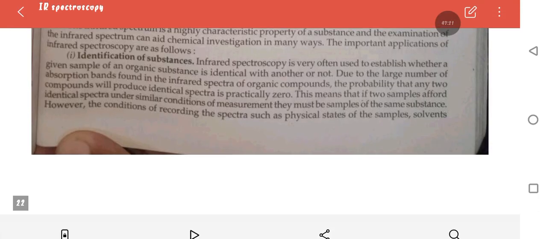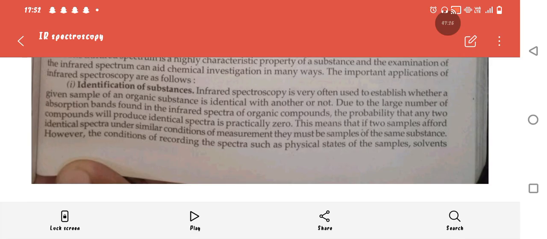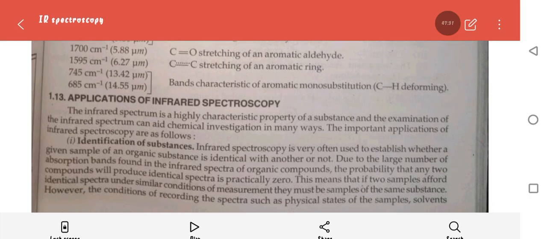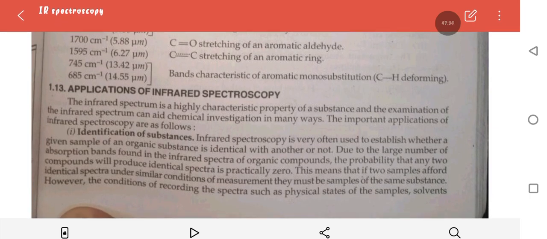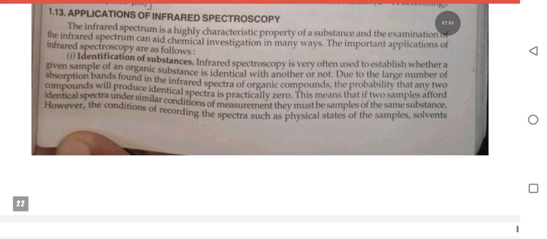Application of infrared spectroscopy. The infrared spectrum is a highly characteristic property of a substance, and the examination of infrared spectrum can aid chemical investigation in many ways. The important applications of infrared spectroscopy are as follows. Identification of substance. Infrared spectroscopy is very often used to establish whether a given sample of an organic substance is identical with another or not.